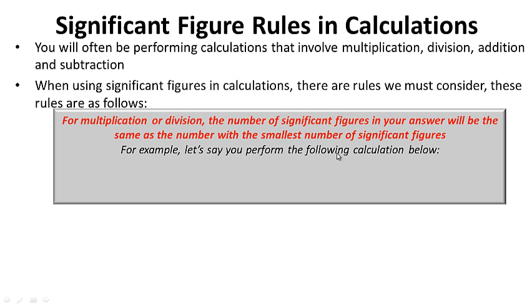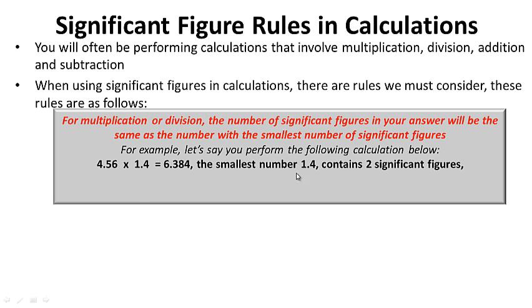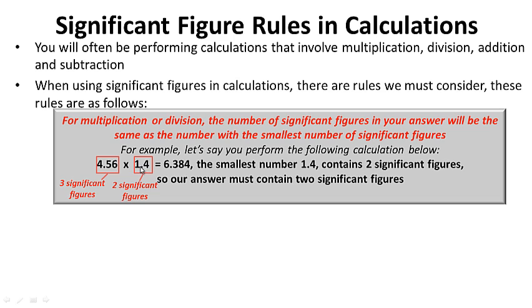So for example, let's say you perform the following calculation below. You type this into your calculator, 4.56 times 1.4, and here's your answer. Well, you don't want to write all that out. So the smallest number, 1.4 here, notice, contains 2 significant figures. So our answer must contain 2 significant figures. In this case, 6.3, or is it 6.4? Well, if we round correctly, our answer will be 6.4. Notice it has 2 significant figures as 1.4. All right, so let's move on to addition and subtraction.